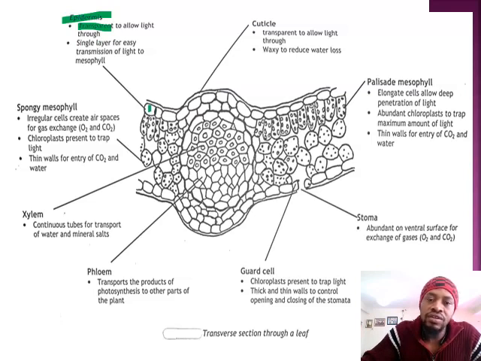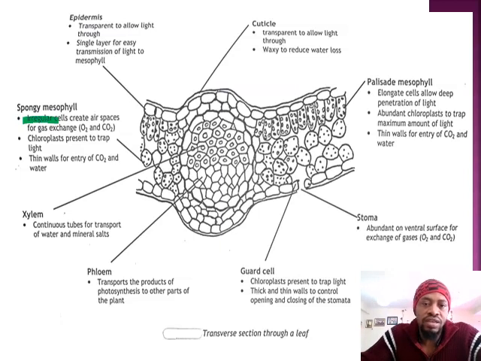Light can easily go through the epidermis and into the mesophyll, where we find these cells that have chloroplast. Okay, so I will start with the spongy mesophyll. The spongy mesophyll, a part of tissue, is made up of cells that are irregular. It means that they don't have a precise shape. They're shaped in any way.